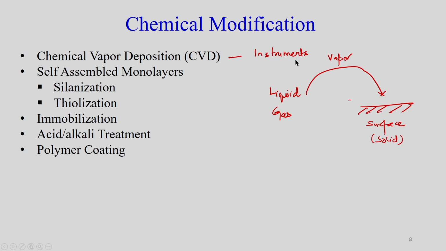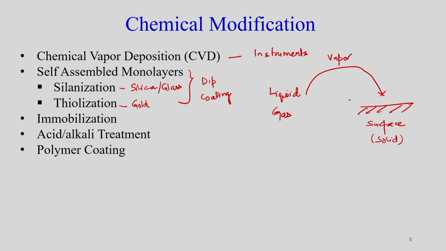Apart from that we can go for a very simple solution based method, like dip coating. You have the silane solution, you dip your surface, and it will be modified by forming self assembled monolayers. So, if you have a silica or glass surface, we can use a silane molecule, and if it is a gold surface, we have to use a thiol agent.